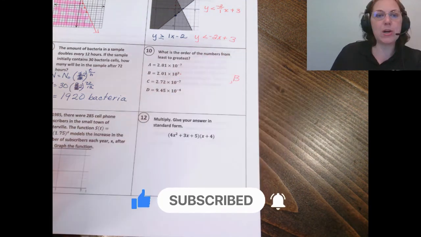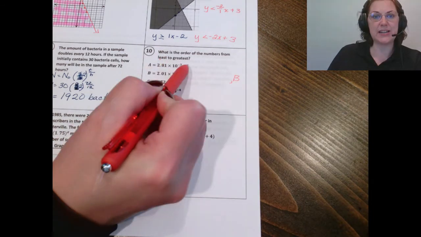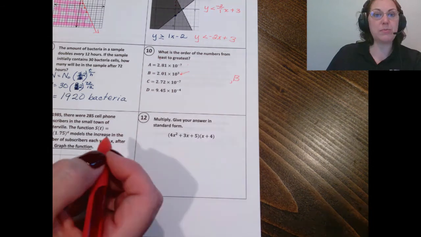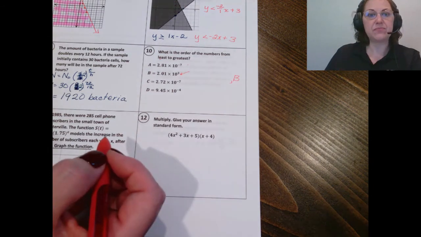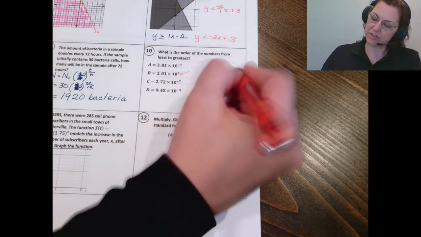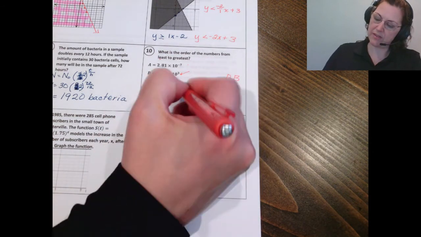And I'm doing them backwards because we're being asked to go from least to greatest. Okay, so B is taken care of. Which one would be the next biggest? That would be the -4 power, right? So that would be D.